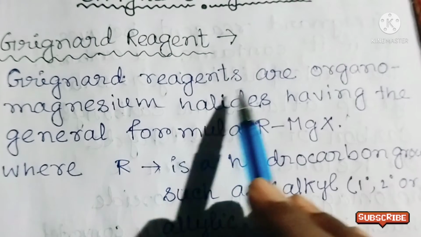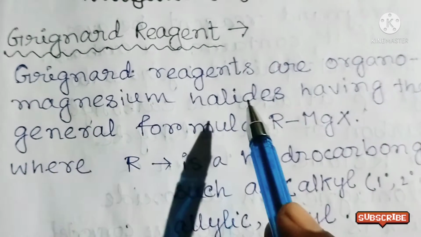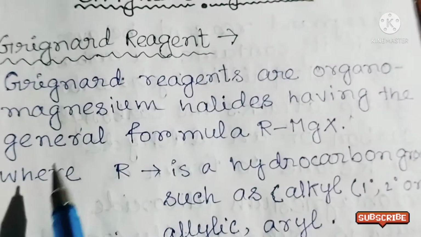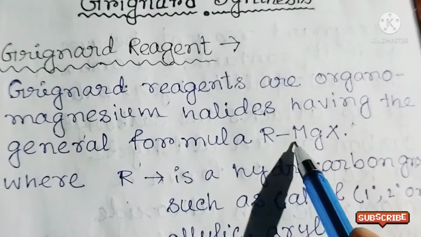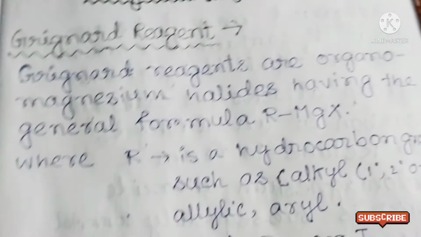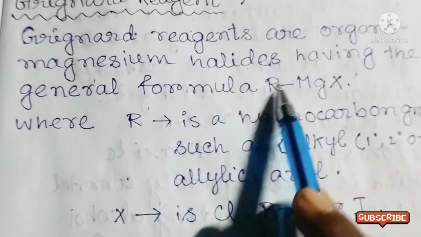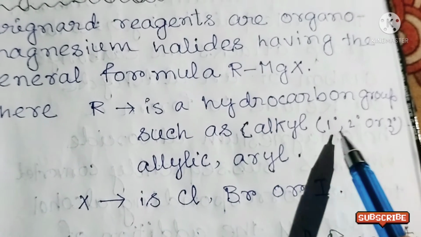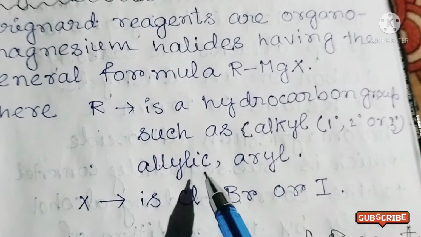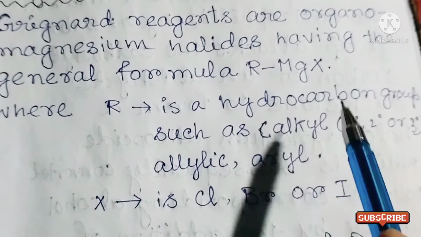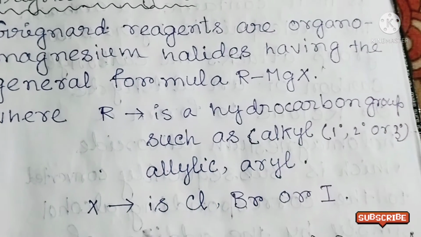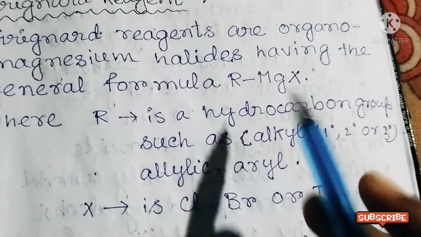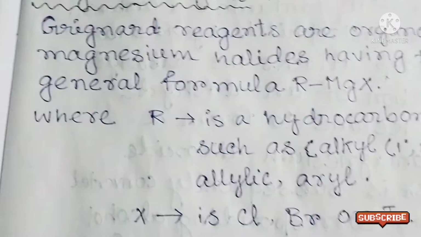Grignard reagents are organomagnesium halides having the general formula R-MgX. Here R is a hydrocarbon group such as alkyl, 1 degree, 2 degree or 3 degree alkyl, allylic or aryl. And what is X? X is chlorine, bromine or iodine, and Mg is magnesium.